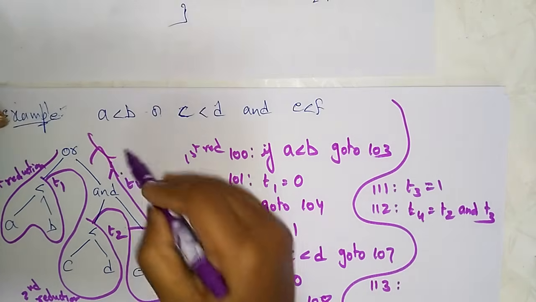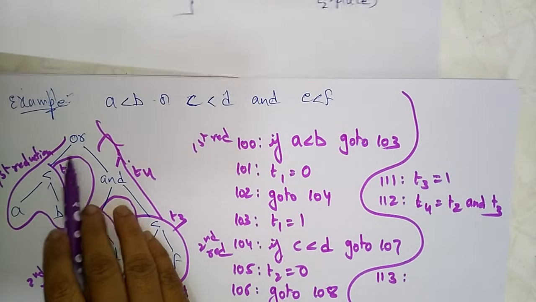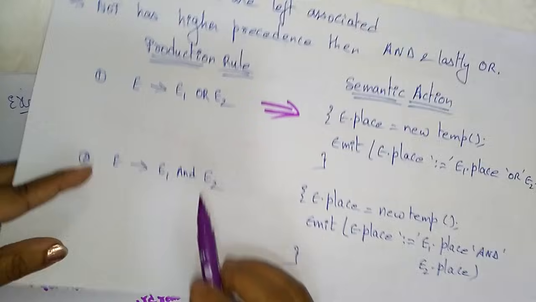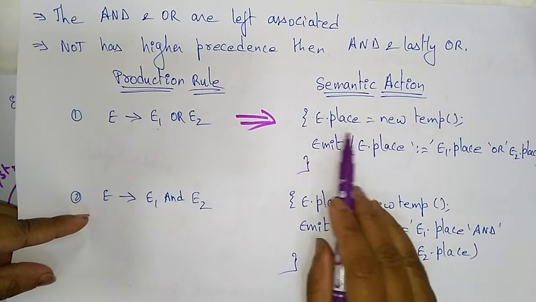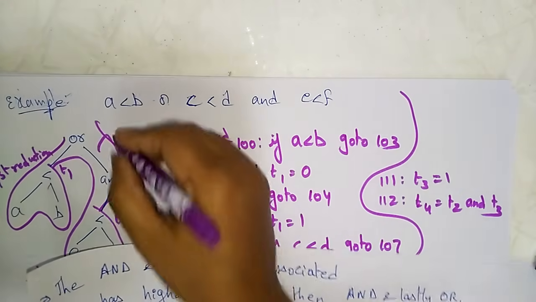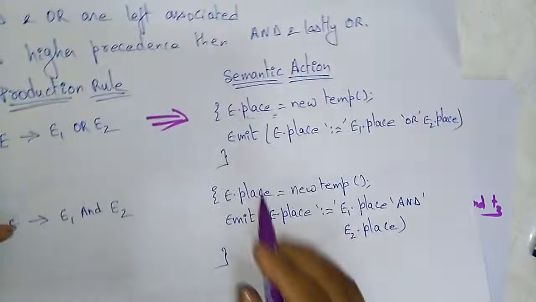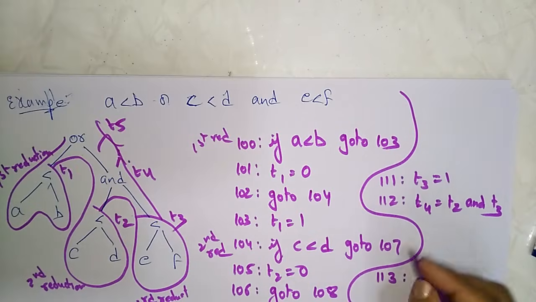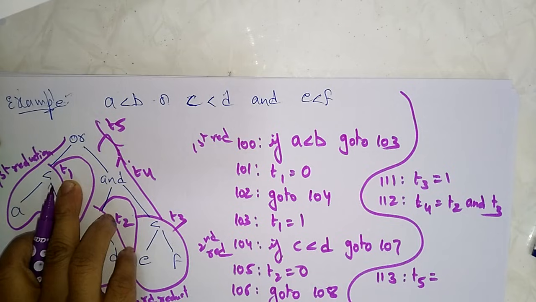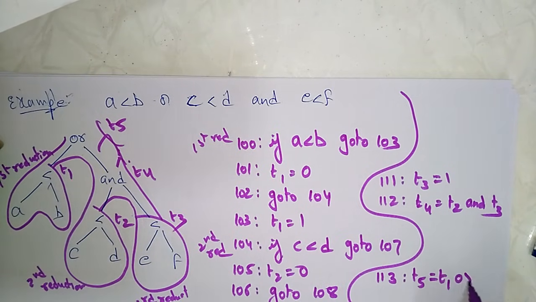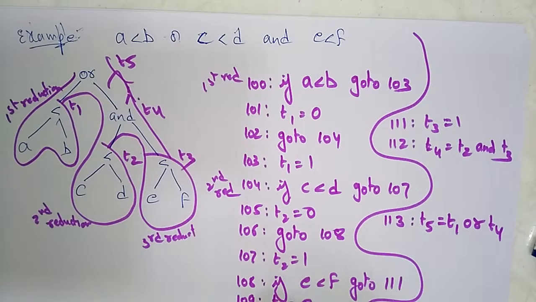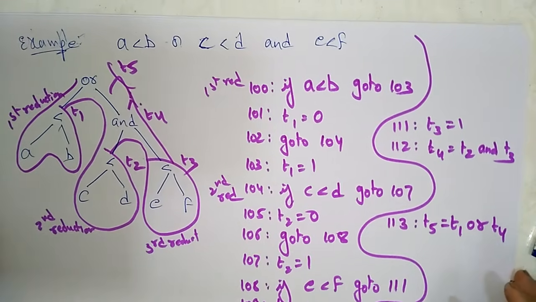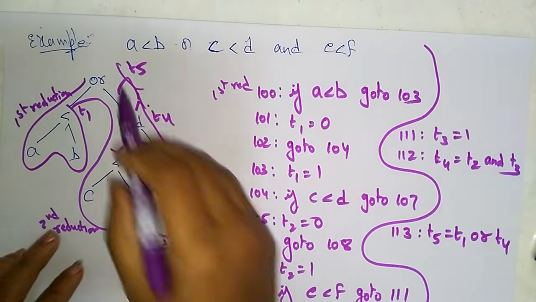So coming to the final one, T1 or T4. What is the action for or? Just take a temporary variable. Let me take the temporary variable T5. So emit E dot place is equal to E1 dot place or E2 dot place. So 115: T5 is equal to E1 dot place, that is T1, or T4. So this is how you write the intermediate code for the given expression.